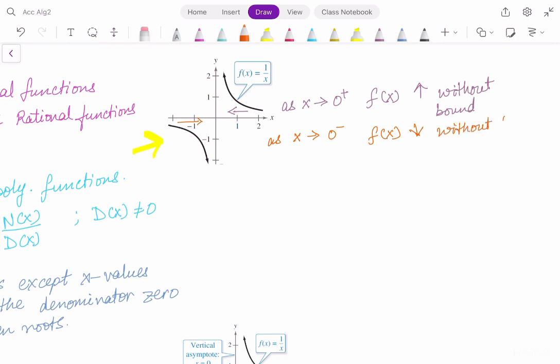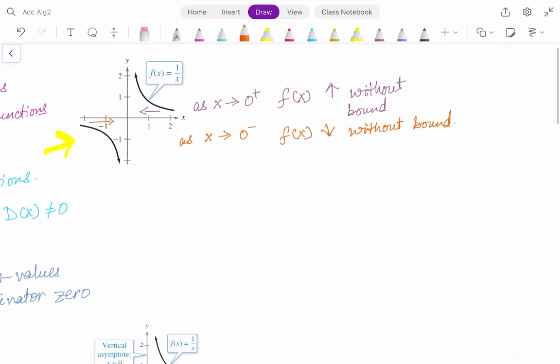So 0 from the positive, it increases without bound. 0 from the negative, it will decrease without bound. When they say without bound, that means without any restriction. It will keep on increasing or it will keep on decreasing.